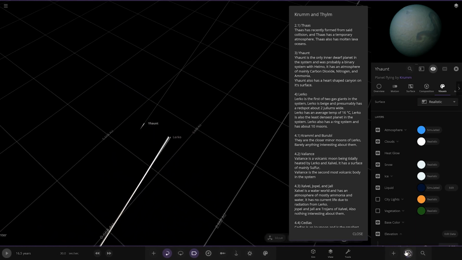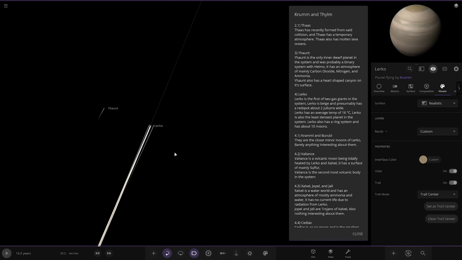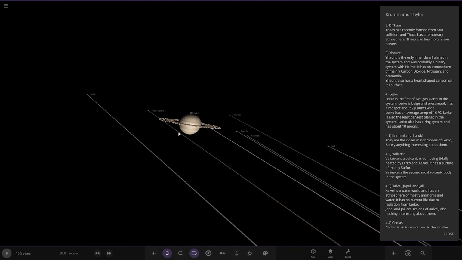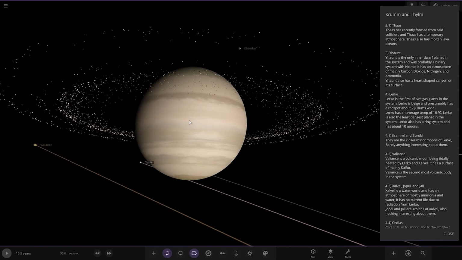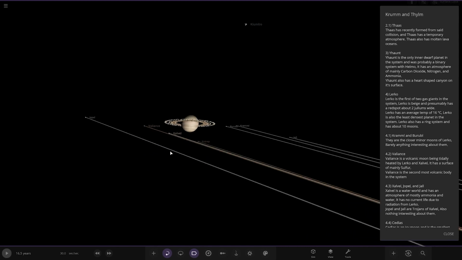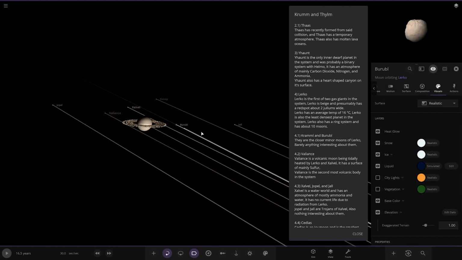So next up we've got Lurko. Guessing that's the Saturn world we viewed when we came in. Yep, there he is. The first of two gas giants in the system. Lurko is beige and presumably has a red spot about 2 Julums wide. It has an average temperature of 16 degrees Celsius. Lurko is also the least dense planet in the system. It has a ring system and about 10 moons. There are its moons.